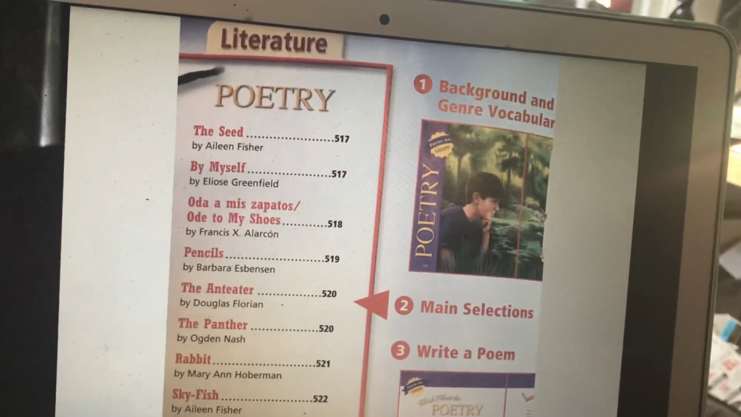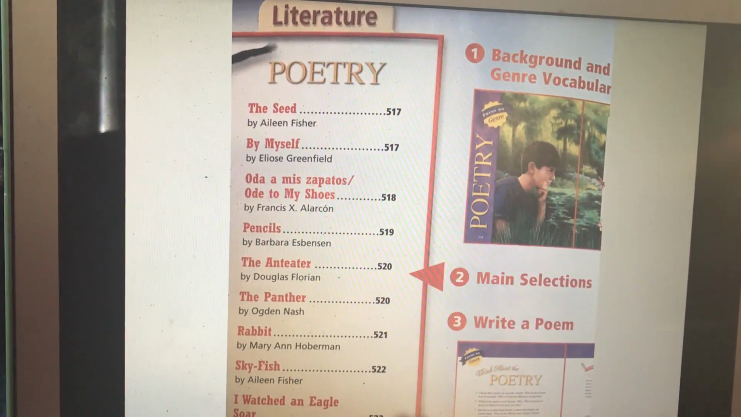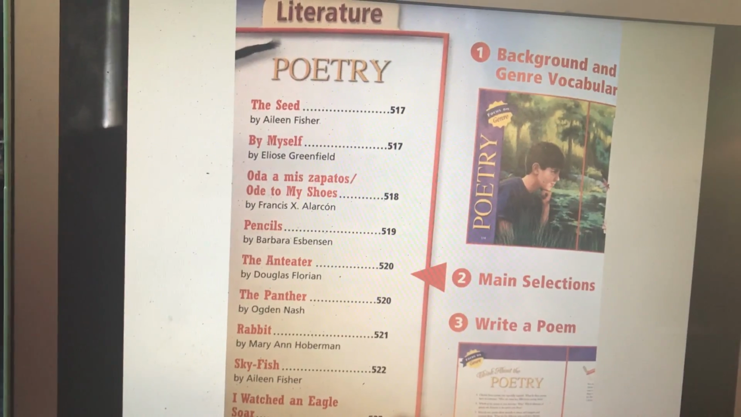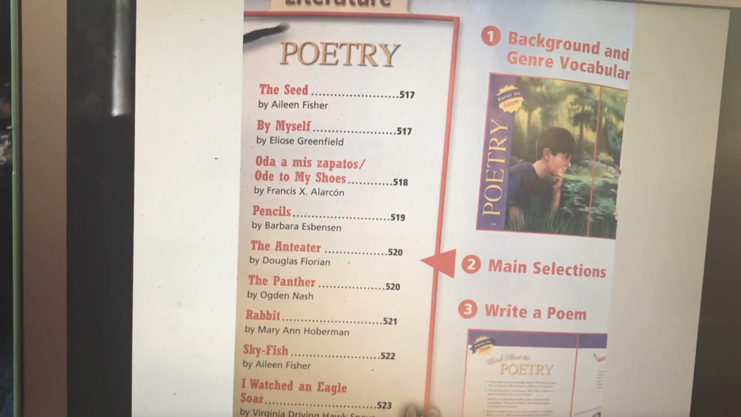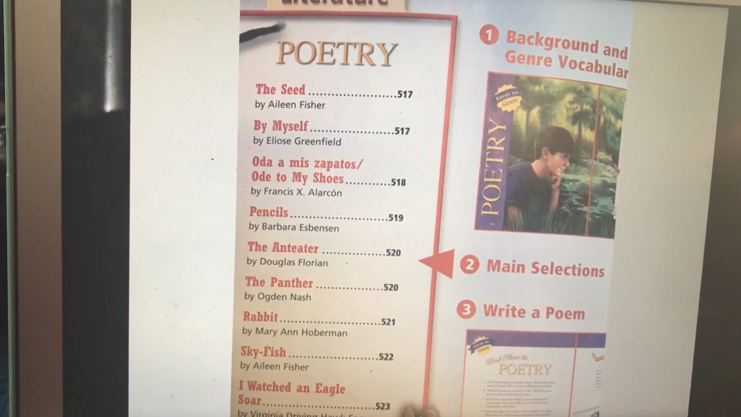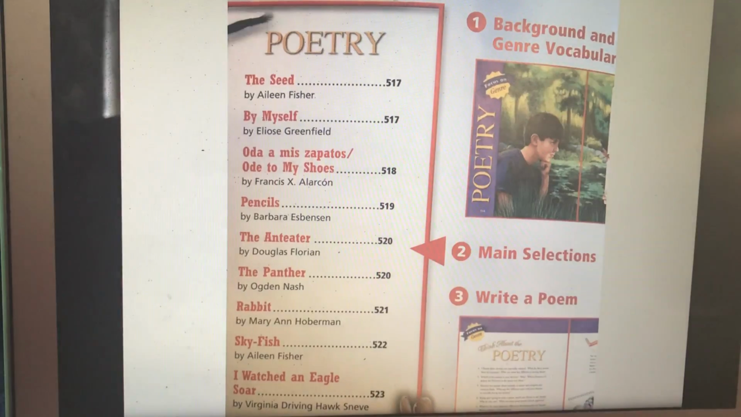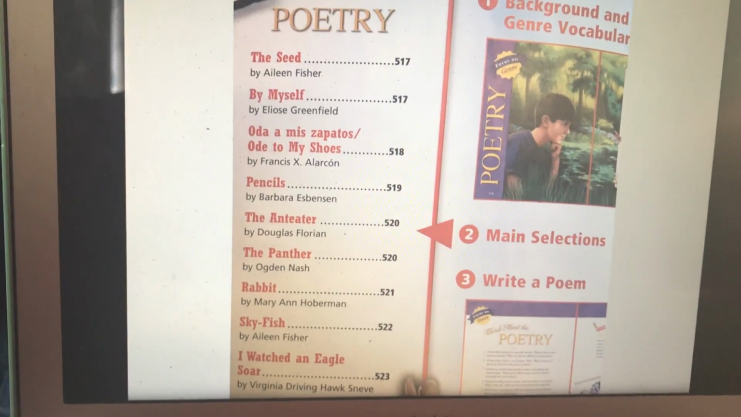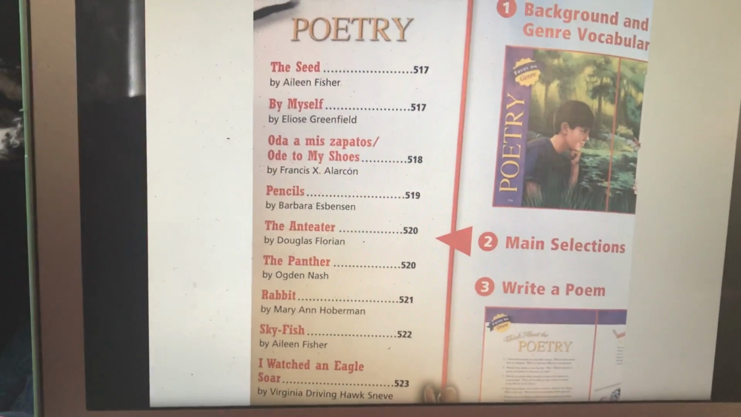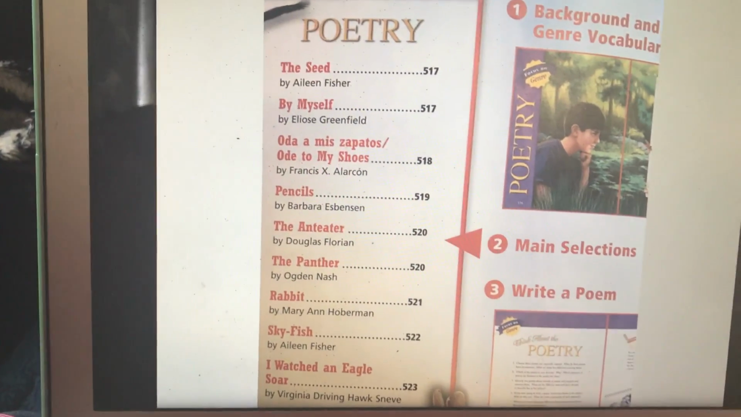What I found different about this guide versus the 1923 guide would be that in 1923, students were learning about poems that were popular, and in 2007, students were being introduced to poems that were appropriate for their age level. Here, students will be taught how to write a poem, along with main selections in poetry, along with background and genre vocabulary.